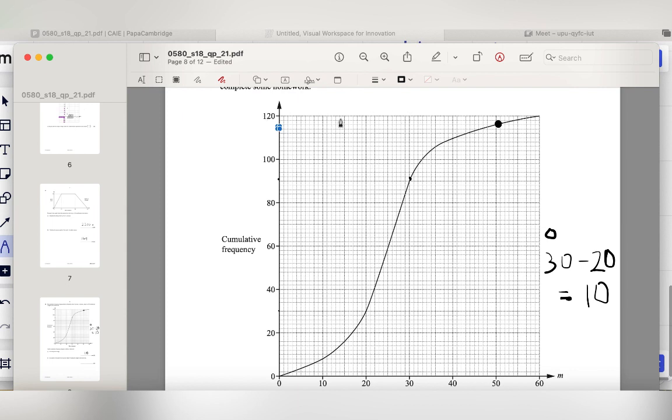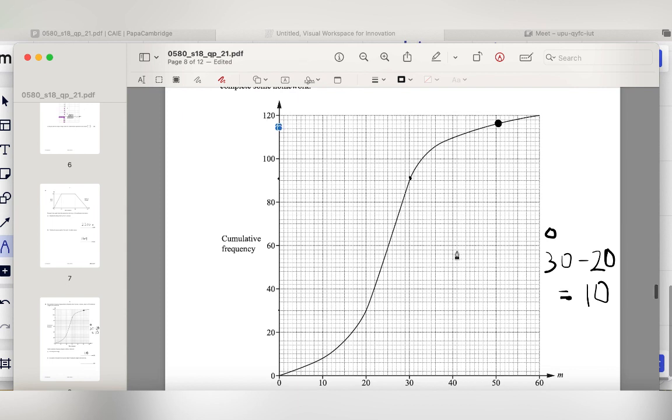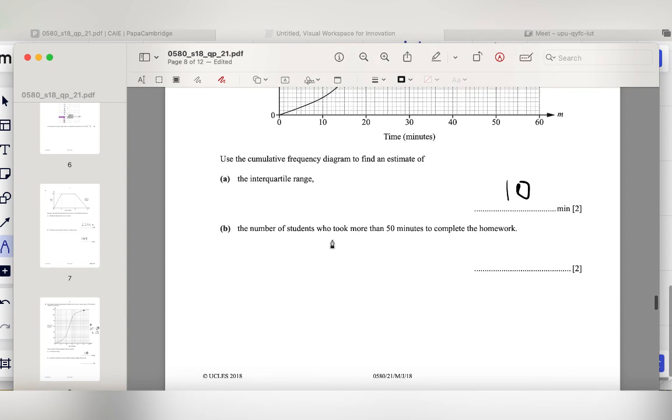So we have the number of students who completed homework in more than 50 minutes will be 120 minus 116. This will be equal to 4, right? So our answer for this question is 4. 4 students finish their homework above 50 minutes.